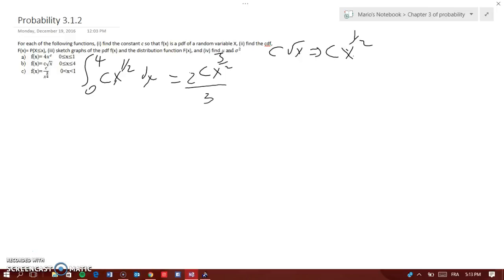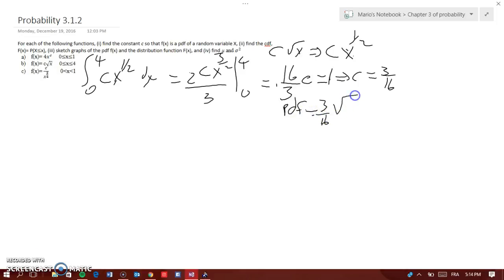If you remember how to do integrals, then you would see how I get that. I'll just say it's 1 divided by 3 halves, which is 2/3. And from 0 to 4, that will give you 16 over 3 c. And that equals 1, because the probability of everything equals 1, so c would equal 3 over 16. So your PDF would be 3/16 square root of x.